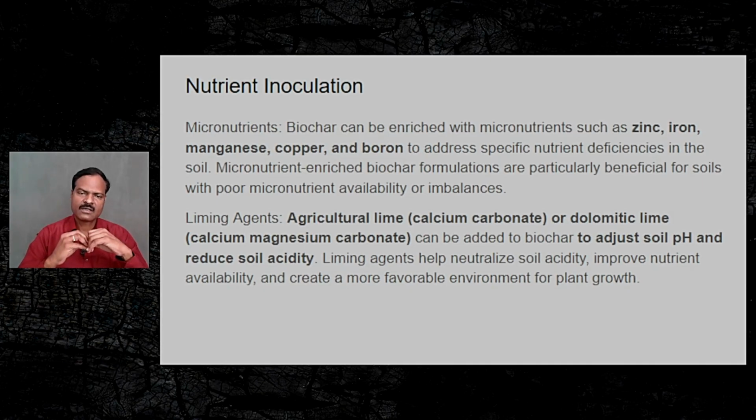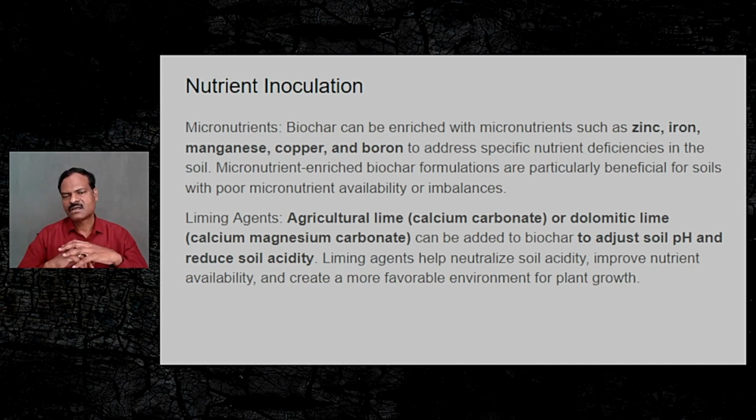Micronutrients. Micronutrients play a most important part in the plant's growth. Here biochar can be enriched with micronutrients such as zinc, iron, manganese, copper and boron. To address specific nutrient deficiencies in the soil, micronutrient enriched biochar formulations are particularly beneficial for soils with poor micronutrient availability or imbalances.